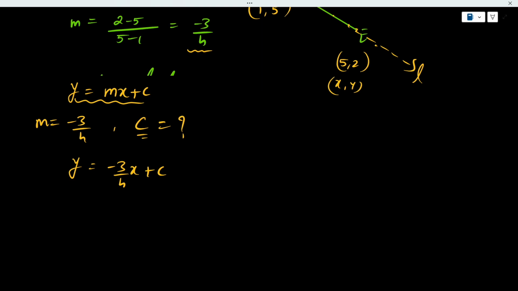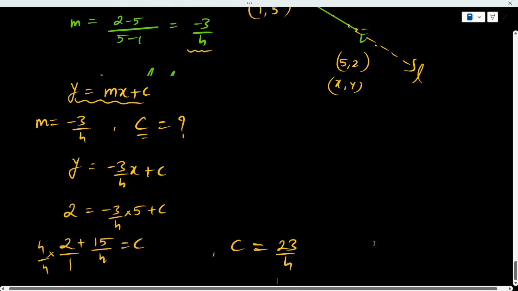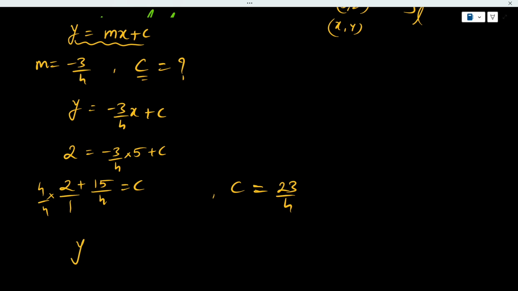So let us substitute the coordinates of point E: y is 2 and x is 5. So 2 equals minus 3 by 4 times 5 plus c. If you do the simplification, you will get the value of c. Taking the LCM, which is 4, 8 plus 15 is going to be 23 by 4. So our equation of the line DE will be y equals minus 3 by 4 x, and now you can substitute 23 by 4 as c.